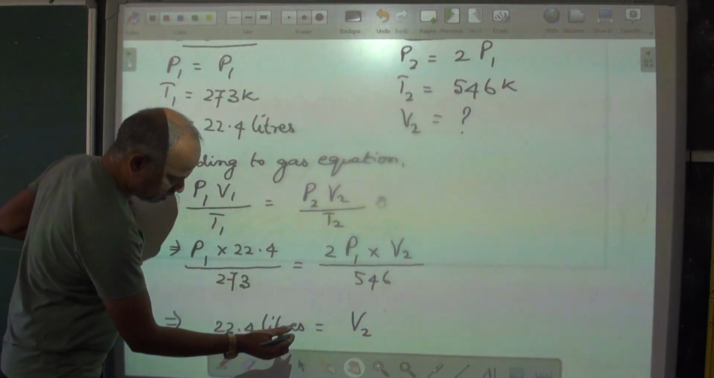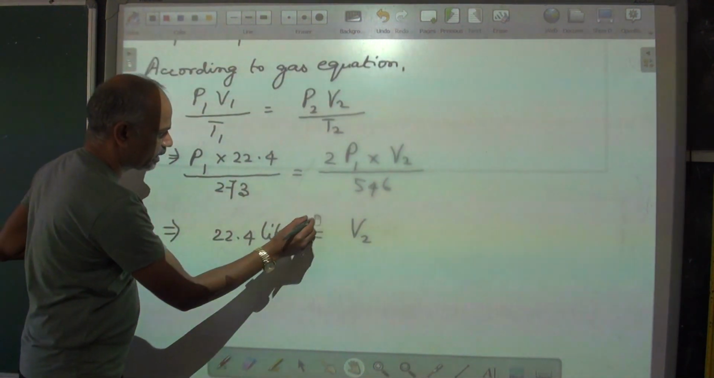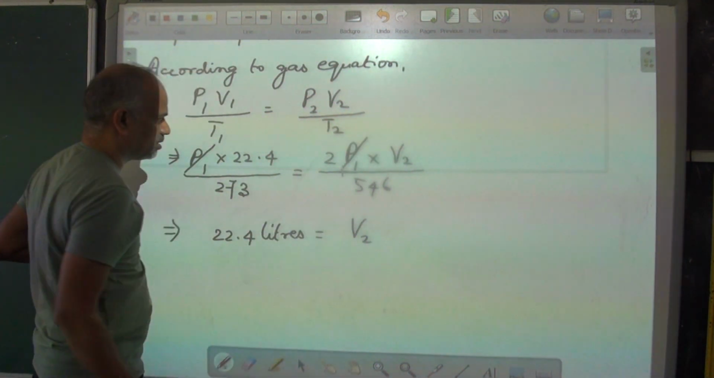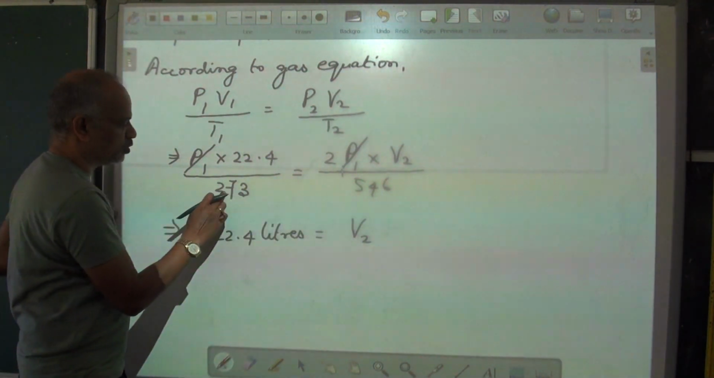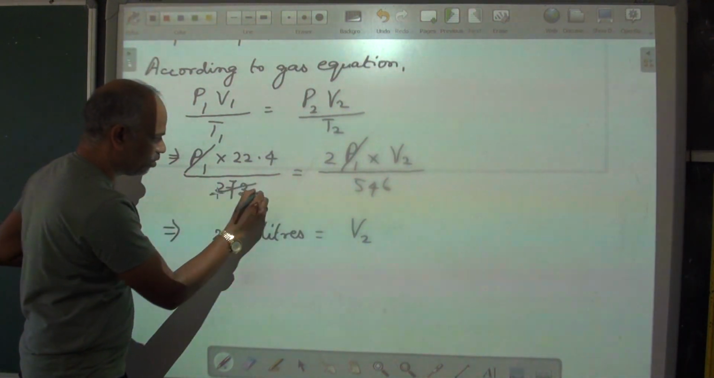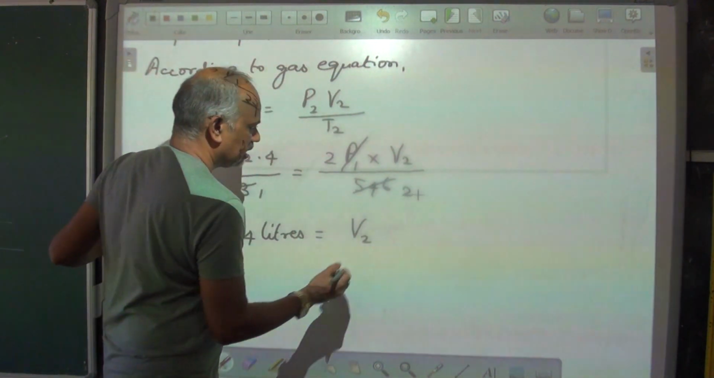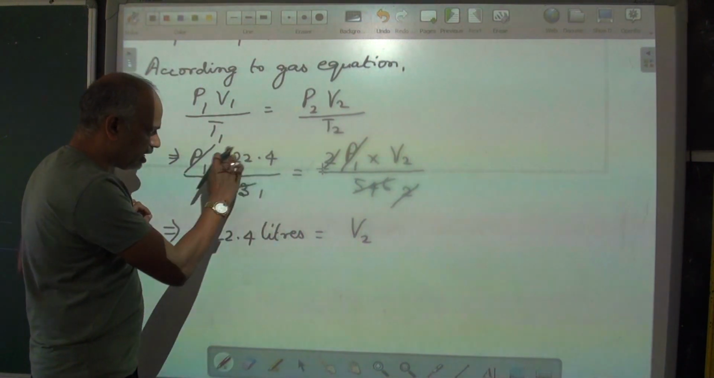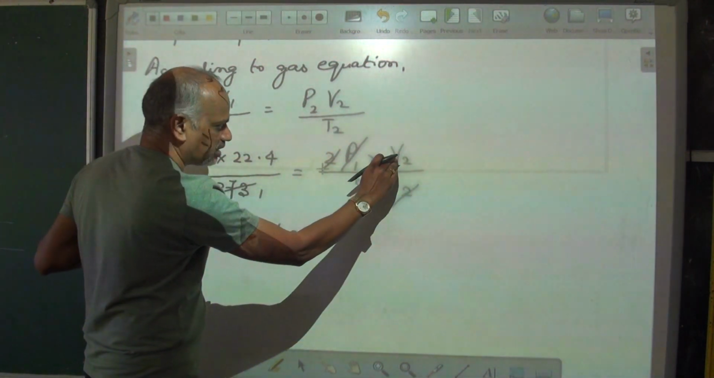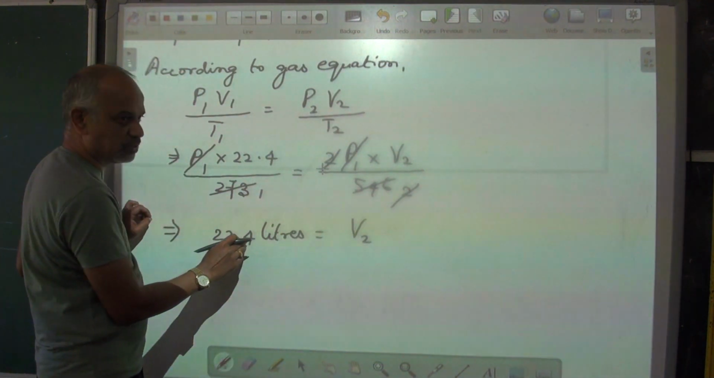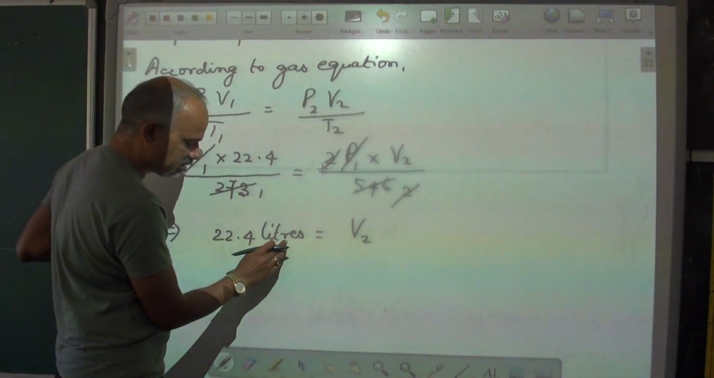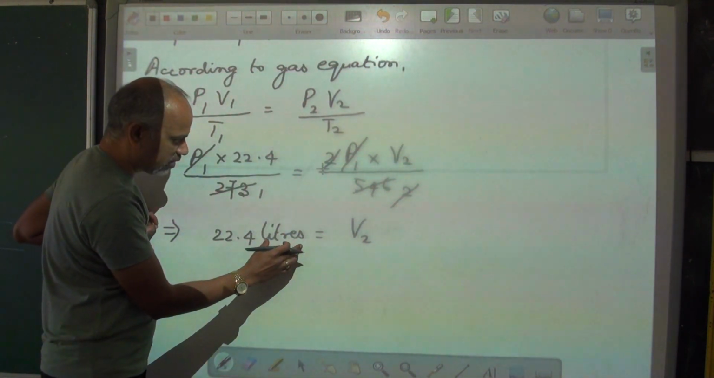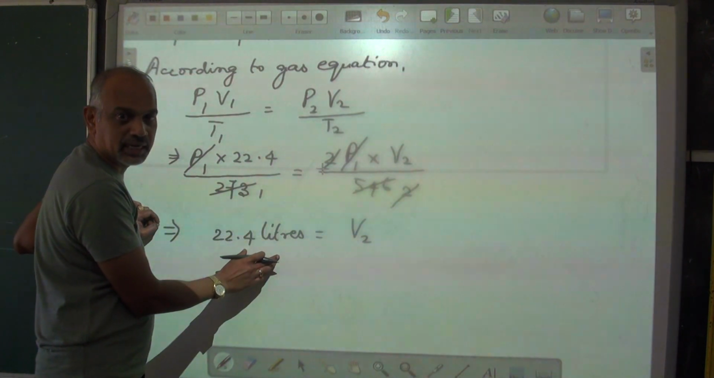Okay. Now to simplify, see what all you can cancel. There is a P1 on both sides which can be cancelled. Okay. 546 and 273 can be divided by 273, that will go once, that will go twice. This 2 and this 2 will get cancelled. So all that is left on the left side is 22.4 and on the right side is V2. So V2 is equal to 22.4 liters. Okay. Volume in the previous case also was measured in liters. Therefore, in this case also it has to be measured in liters.